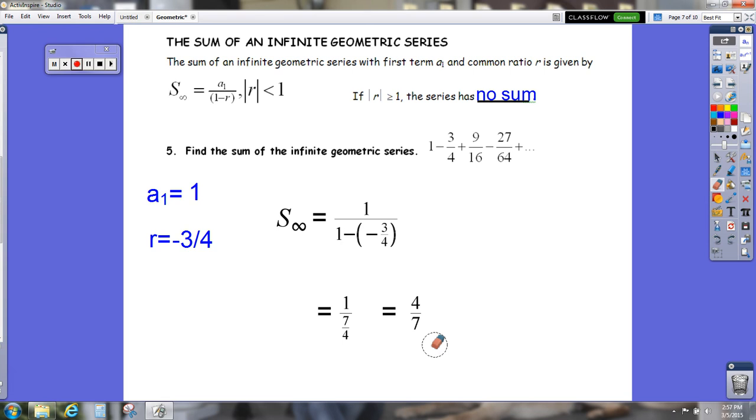This is kind of the idea of limits you'll talk about next year. All right, so we're going to approach a value, kind of like the idea of an asymptote. We're never going to get past that value of 4/7. All right, let's look at another one.